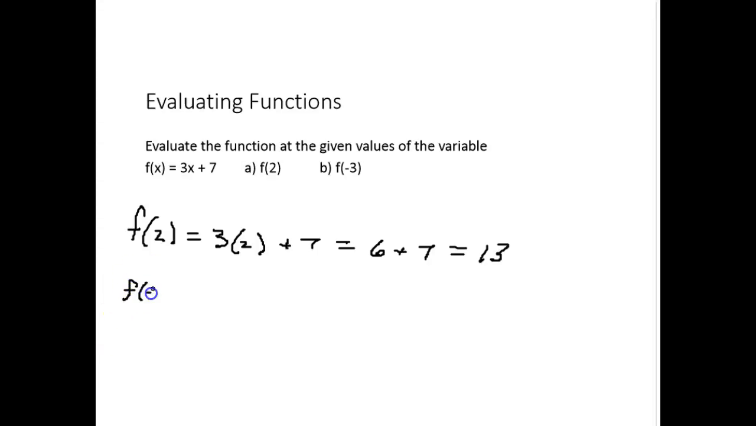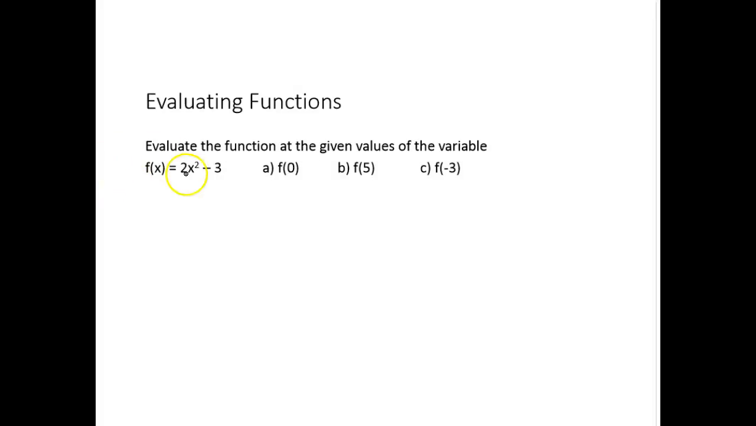F of -3 equals 3 times -3 plus 7, which gives me 3 times -3 is -9 plus 7. -9 plus 7 equals -2. So I evaluated them. F of -3 is... I'm sorry, f of 2 is 13. F of -3 is -2. Let's see if I've got another one of these to work. Yeah, here's one that's squared. Oh no, not a problem. First of all, evaluate that for f of 0.